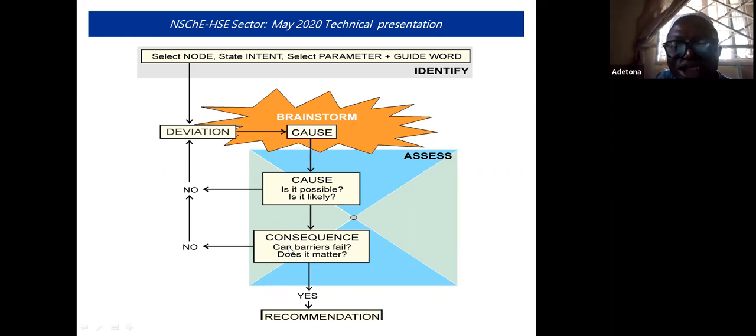Then you look at the causes. Do you have barriers in place? Yes. Can this barrier fail? Yes. Does it matter if it fails? If all your answers are yes, then you go to recommendation. Or another thing is, is the barrier adequate? If not, then okay. If it cannot fail, then you go back to deviation. And so this is what, then this recommendation, as we said, the entire process is captured in the minutes of the HAZOP, which is signed by the entire HAZOP team.